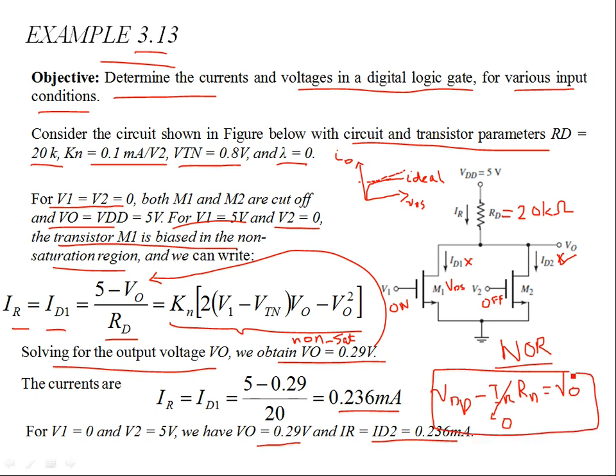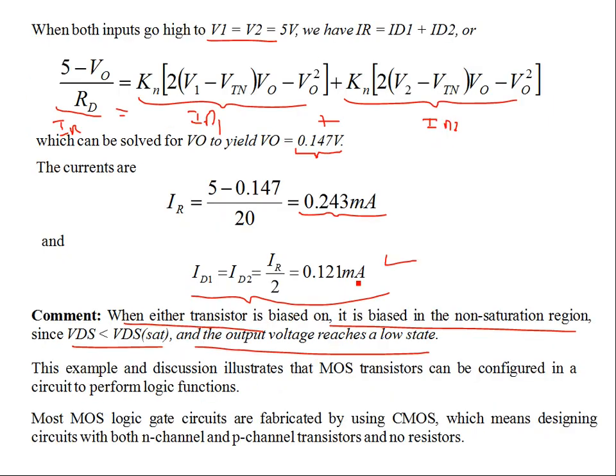Because when your input is high, then the current is high. It's not zero. The current is high. So when the current is high, the drop increases, and therefore V naught decreases. So VDS decreases. So VDS is somewhere here. This is non-sat. So that's why we are using these non-sat IV relationships to find the currents.